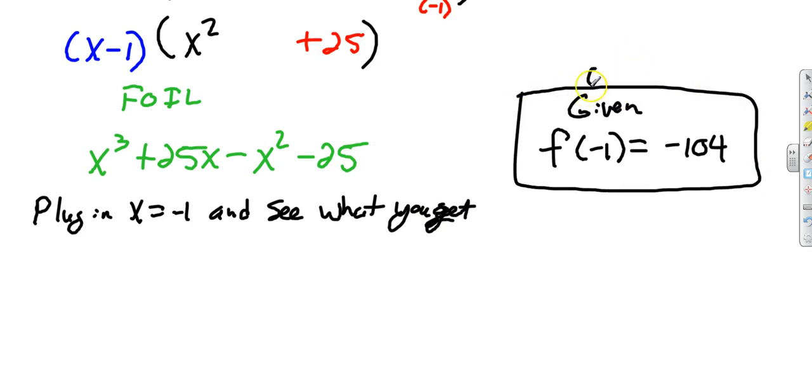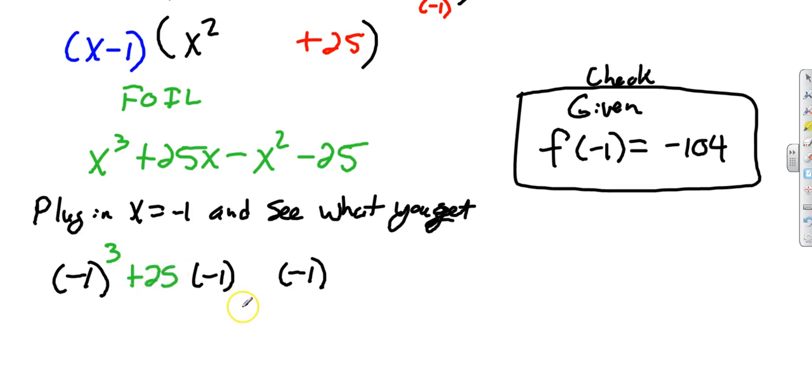So basically they're saying, check to see if we get negative 104 when you plug in negative 1. If you don't, we've got to go back and multiply by something. And that's what we've got to figure out here. So it's negative 1, negative 1, negative 1, and everything else we'll go back and put in. So that's negative 1 to the third plus 25 times negative 1 minus negative 1 squared minus 25.